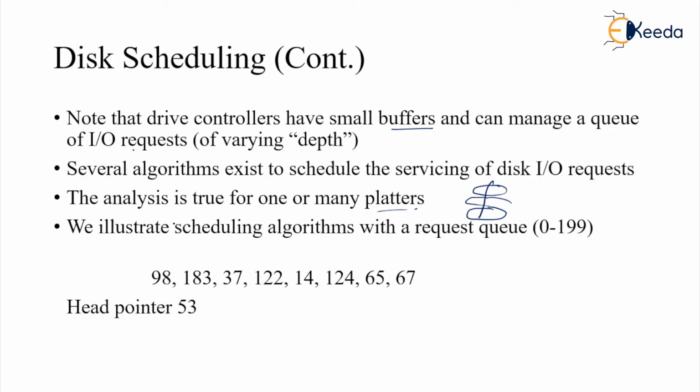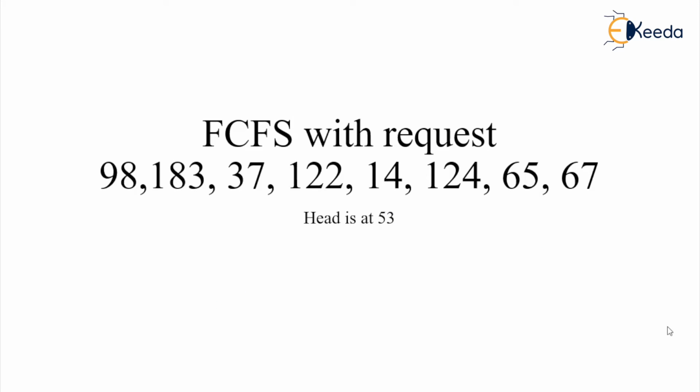We illustrate the algorithms with a request queue. This is my request queue: 98, 183, 37, 130, 122, 14, 124, 65, 67, and the cylinders are numbered from 0 to 199, and the head pointer is at 53. First we are going to talk about the FCFS scheduling algorithm, with this request queue and the head at 53.